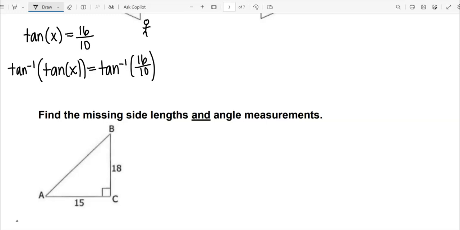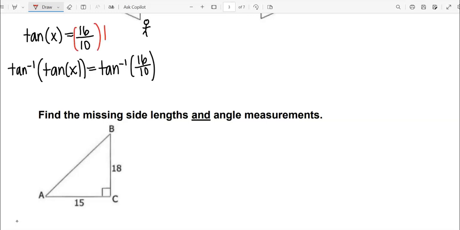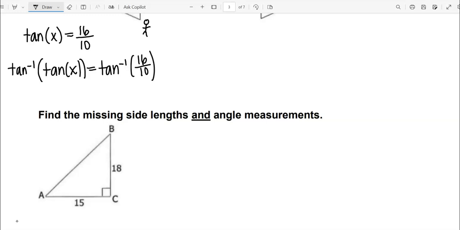It does have to go in the front. A lot of people in years past have put it after, and that's not appropriate. That's not okay. So we don't put it after, we put it before because it's a function of whatever you have on the inside. But just like all those inverse operations we did before, they undo the trig function that's in front of X. So tangent inverse and tangent undo each other. And on the left side, we're just left with X. On the right side, that's what we're going to type into our calculator. So this is going to be our calculator stuff.